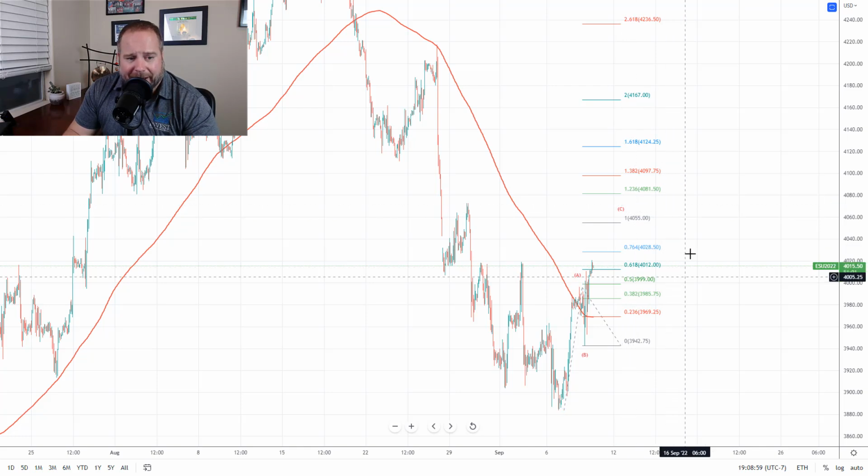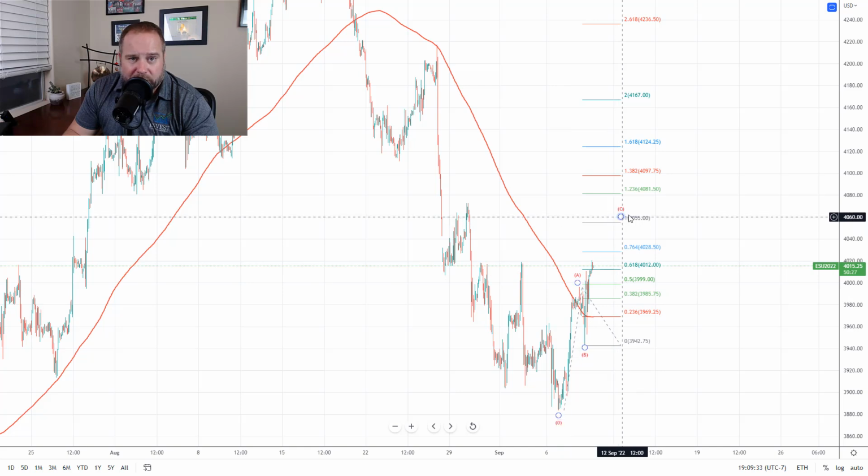It would be A, B, C up towards that 4150 to 4200 area to complete that bigger B wave or A wave up that we just looked at. Okay, I know it's a little bit confusing going to the two charts, but again, I didn't want to redraw everything on this chart just for one video. So again, for tomorrow, we're looking for the continuation up towards 4060.